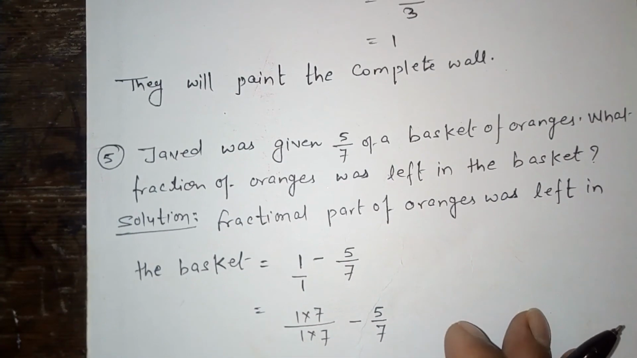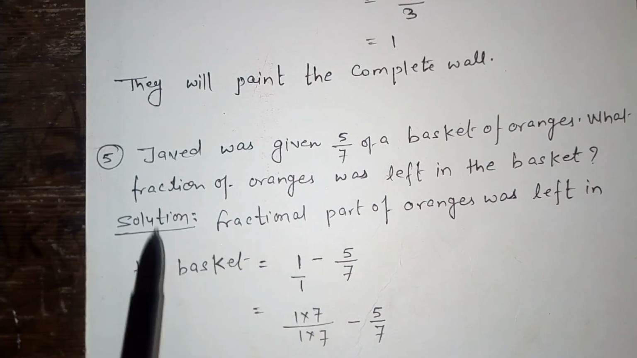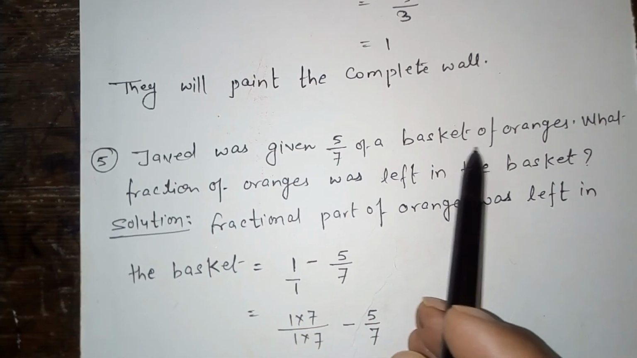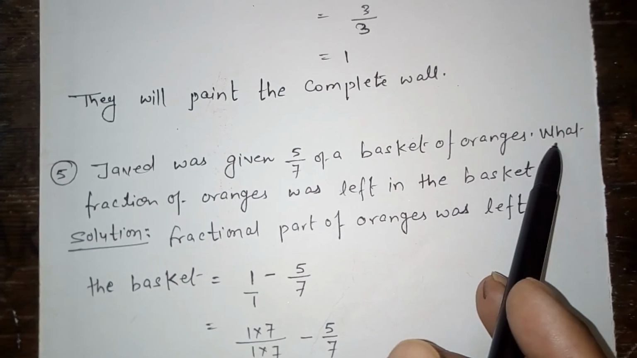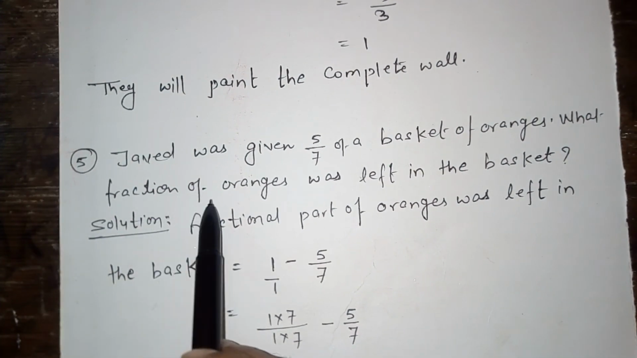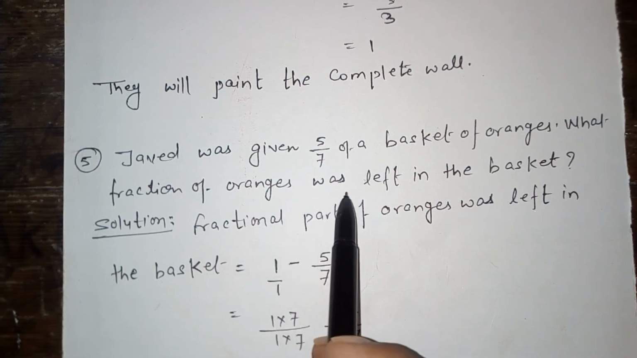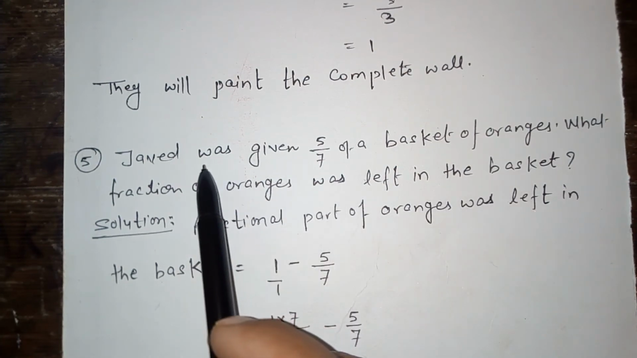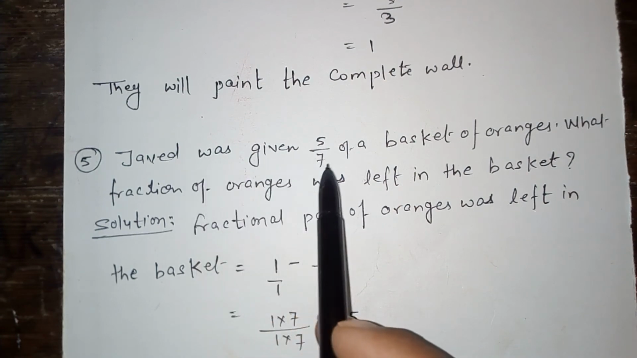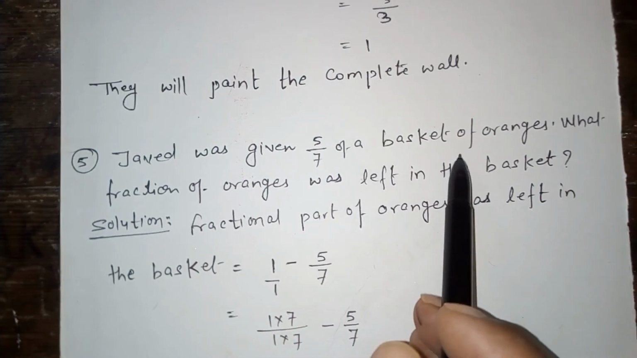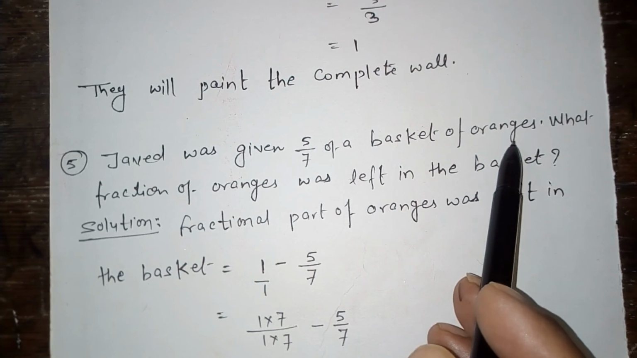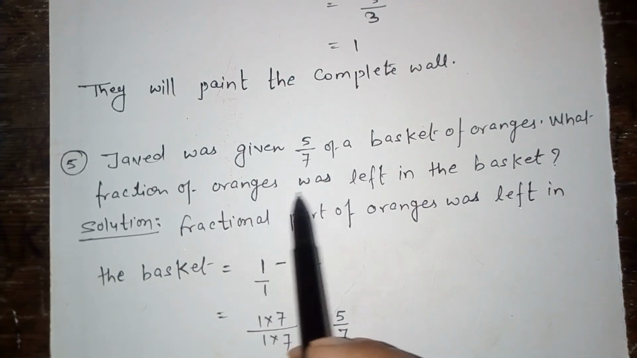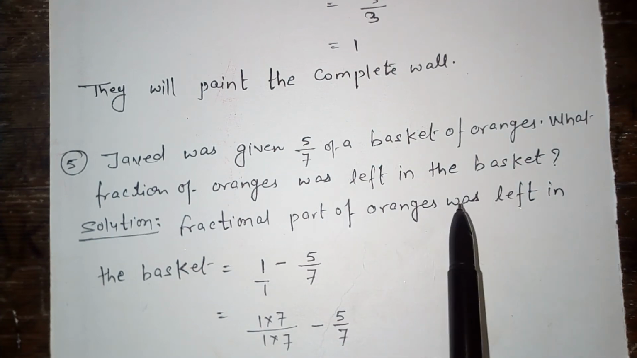Your question number 5 is Javed was given 5 upon 7 of a basket of oranges. What fraction of orange was left in the basket? Question is Javed was given 5 upon 7 of a basket of oranges. Okay, what fraction of orange was left in the basket?